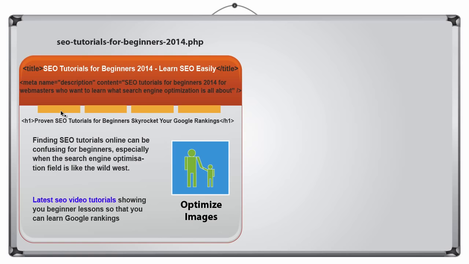Surely don't go berserk or overboard. If you have a contact us page, name it contact us .php and so on. But utilizing menu structure in a smart way will only help your own rankings, okay?